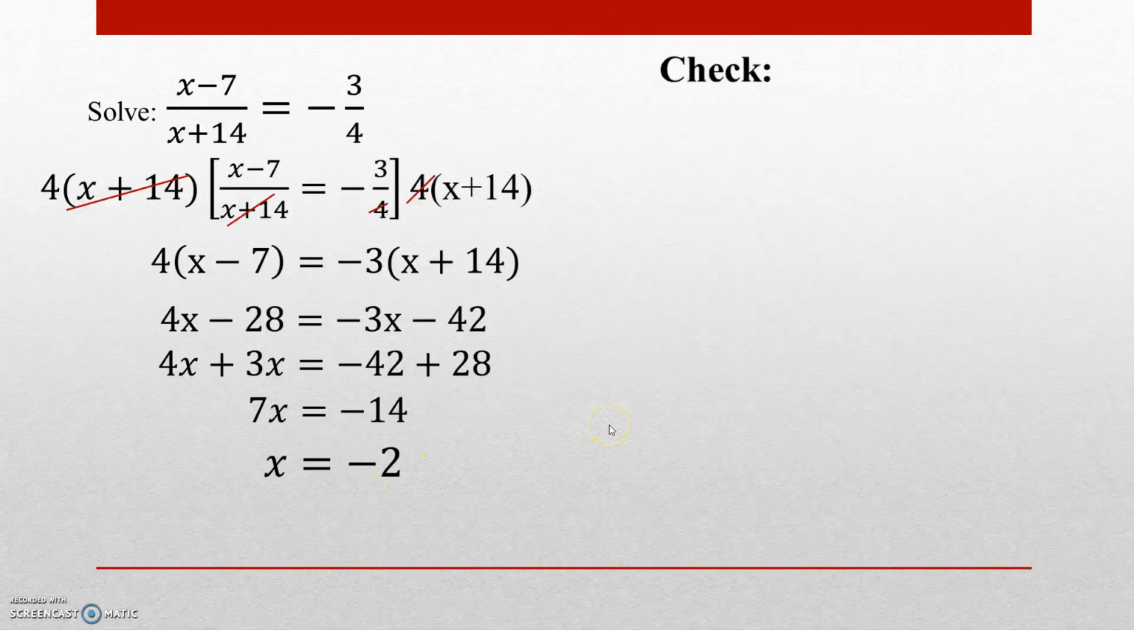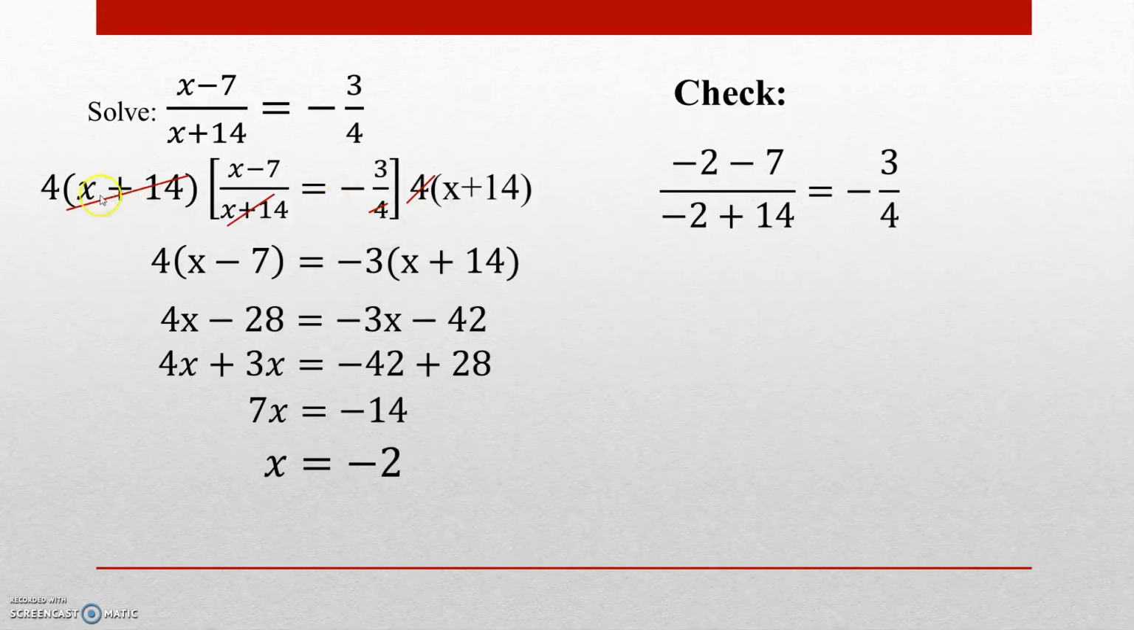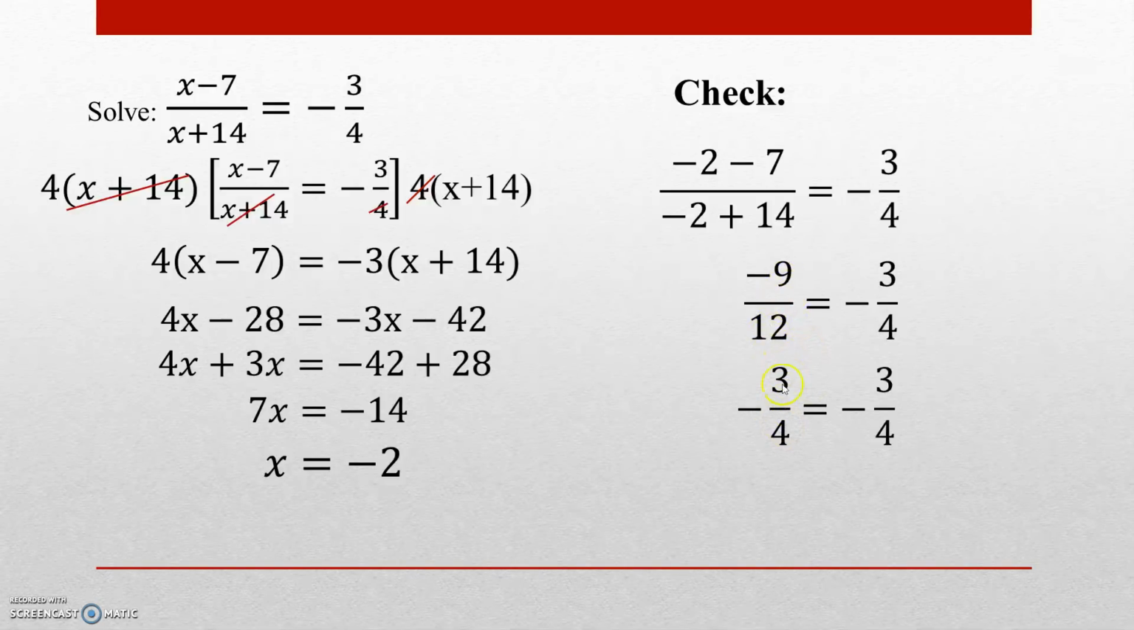So, let us try to check kung tama yung ating sagot. So, magiging negative 2 yung x dito. Ito na mismo yun. So, we have negative 2 minus 7 is negative 9. Negative 2 plus 14 equals 12. Equals negative 3/4. So, pag sinimplify natin yan, magiging negative 3/4 din siya. Because 9 and 12 are both divisible by 3. So, 9 over 3 is 3 and 12 over 3 is 4. So, since sila ay nag-equal, ibig sabihin, tama yung sagot natin na negative 2.